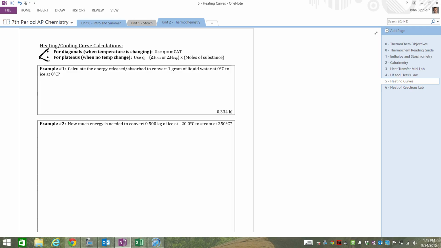Start off with number 1. We want to calculate the energy released or absorbed to convert 1 gram of liquid water at 0 degrees C to ice at 0 degrees C. So we're going from liquid to solid, right? In order to calculate Q, we're in a phase change here. Since we're going from liquid to solid, we're going to use delta H of fusion. We're going to multiply that by the moles.